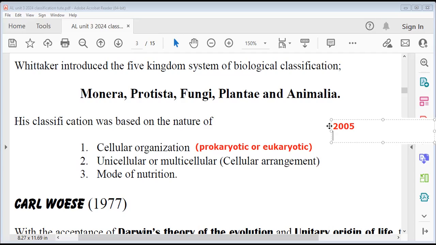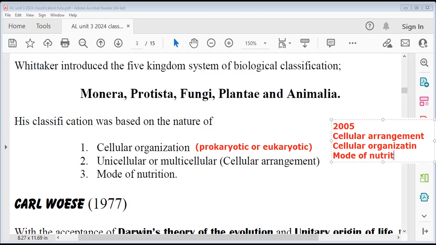This one has been questioned in an old past paper in 2005. What were the criteria considered by Robert Whittaker for the classification? In that answer, they wrote cellular arrangement, cellular organization, and mode of nutrition. This way they wrote it.